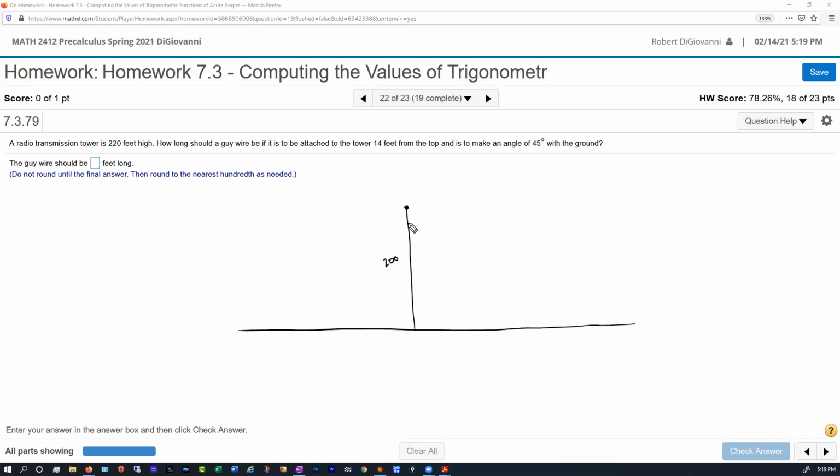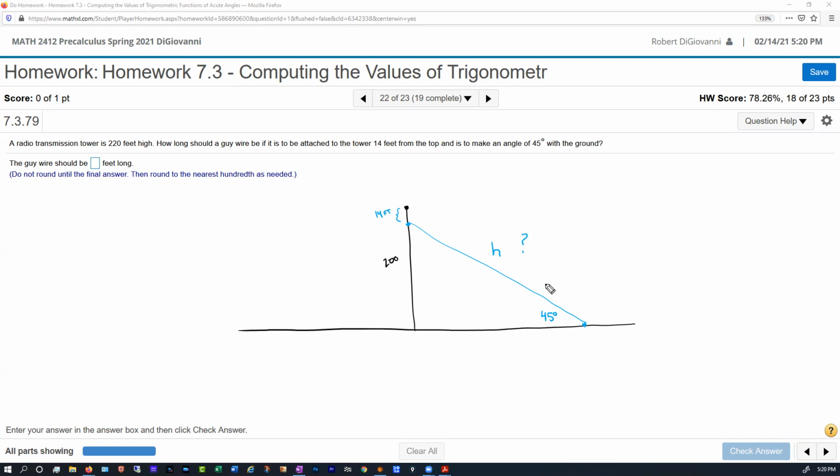So we want to attach a wire that's going to be right here, where this is 14 feet from the top. And we want it to come down here at a 45-degree angle. And we want to know how long the wire needs to be. So let's just call this H for hypotenuse. We want to know what that is.